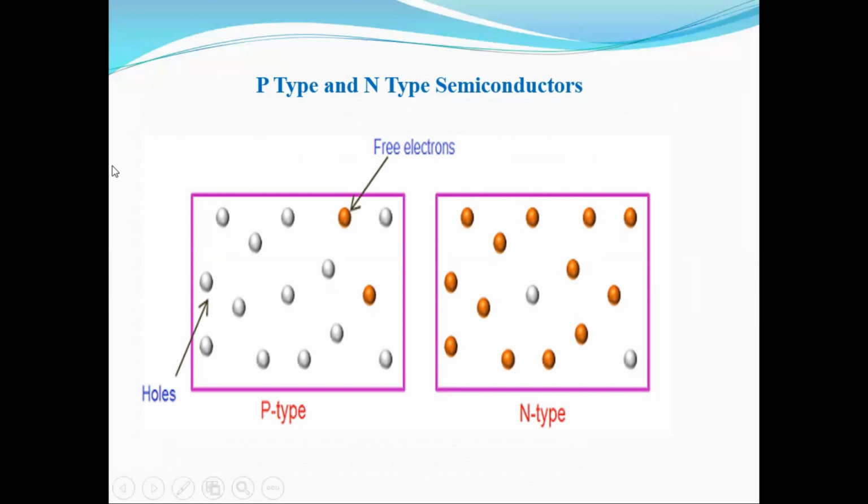We know a p-type material is obtained by adding a trivalent impurity to an intrinsic semiconductor, where the majority carriers are holes and the minority carriers are the free electrons. Similarly, an n-type material can be formed by adding a pentavalent impurity to a pure intrinsic semiconductor crystal. So in an n-type semiconductor, the majority carriers are the electrons and the minority carriers are the holes.